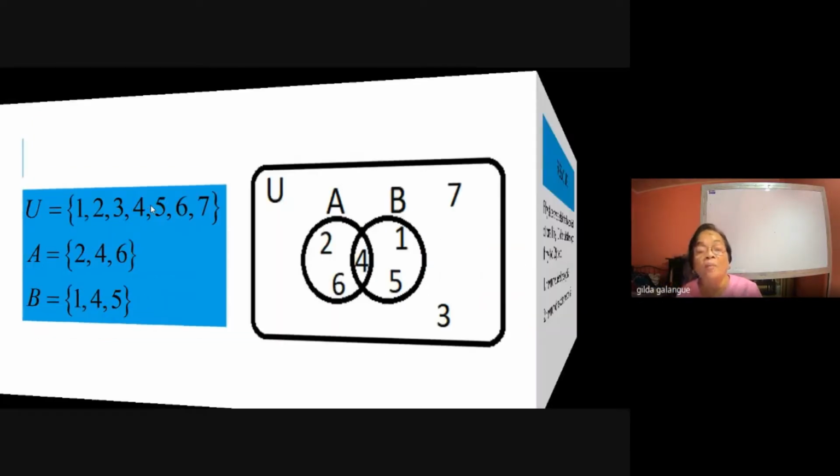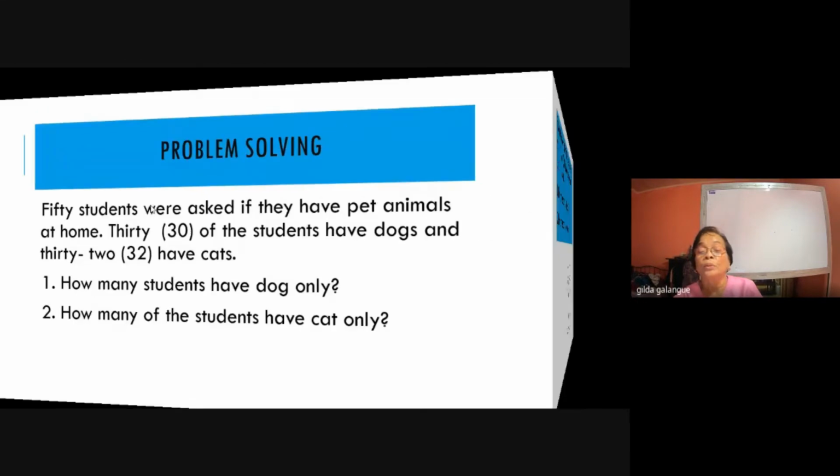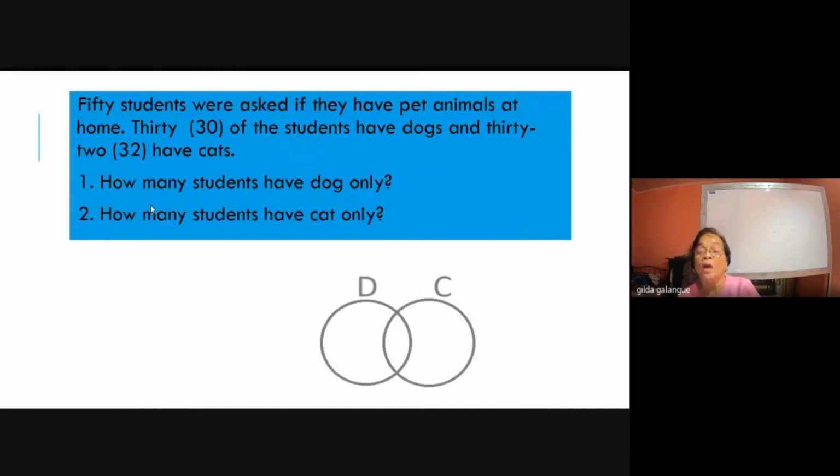Now we have a problem solving. 50 students were asked if they have pet animals at home. 30 of the students have dogs and 32 have cats. How many students have dog only? And how many students have cat only? We are going to solve the problem using the Venn diagram.